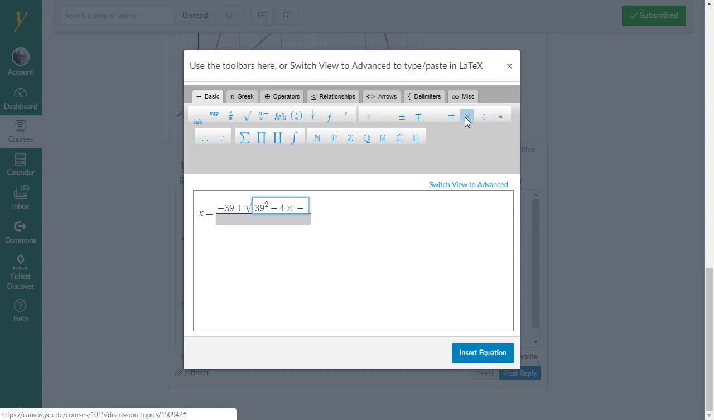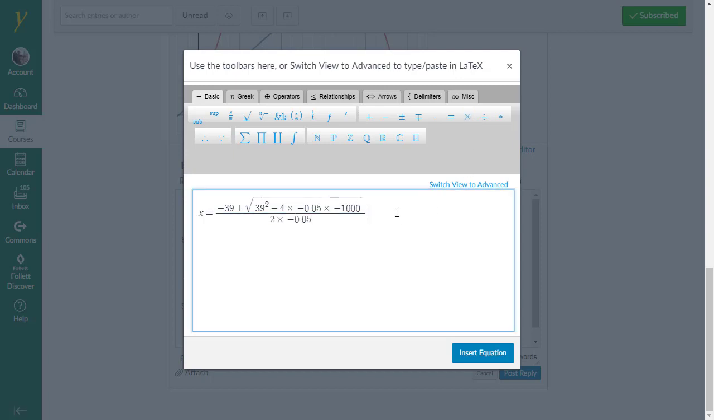The a was negative 0.05 times negative 1,000. Click down below, and I'm going to say 2 times negative 0.05. So that looks pretty good. I could also, instead of the time sign, have used parentheses in here, but I just chose to use the time sign. And now I want to say that that's approximately equal to the numbers that I got.